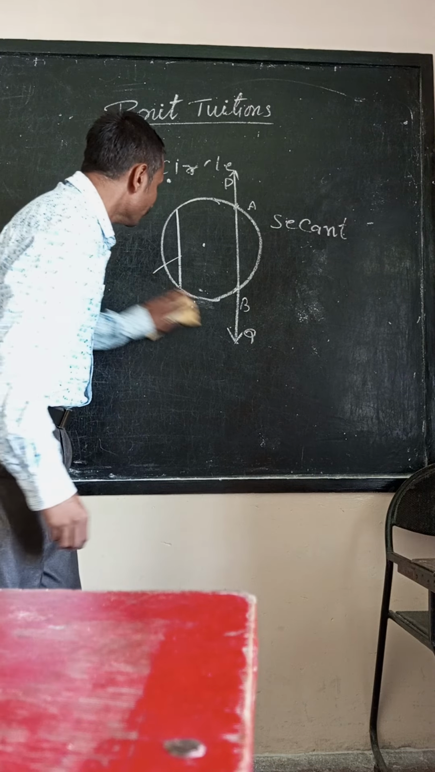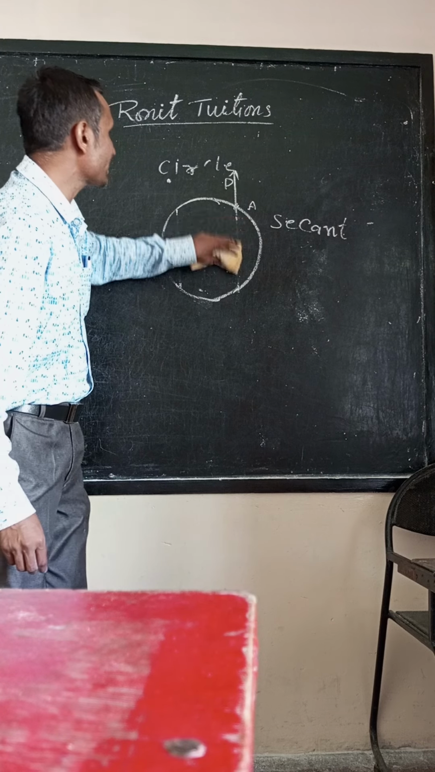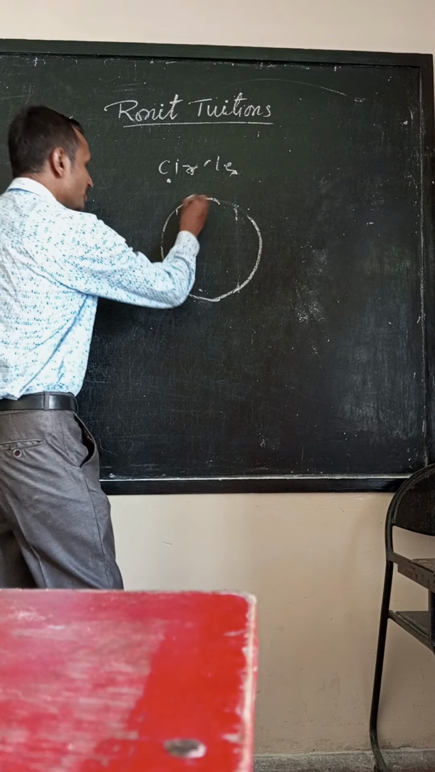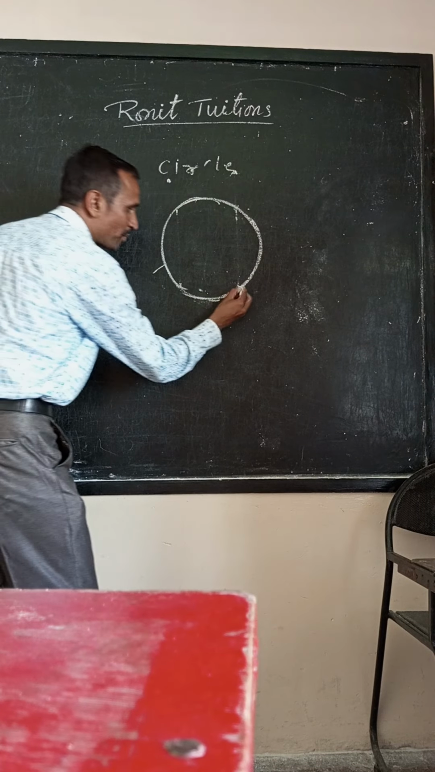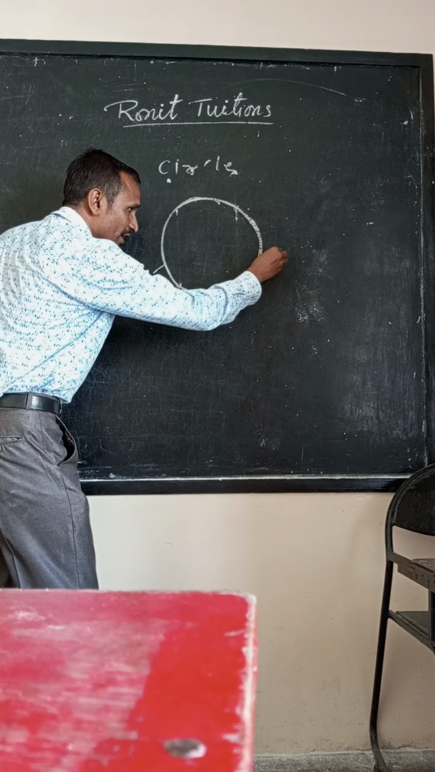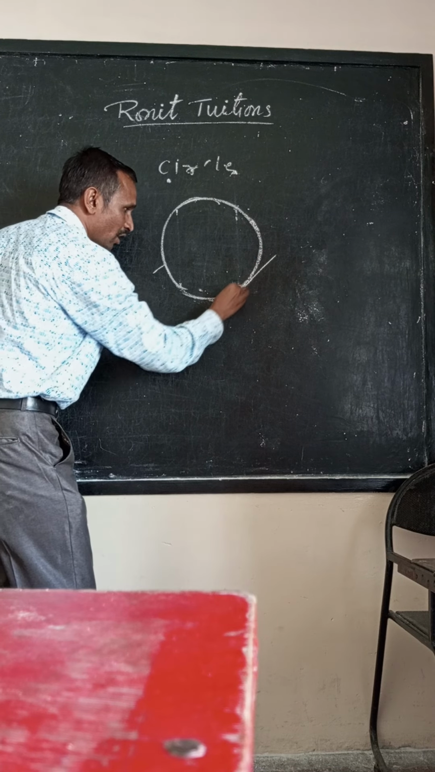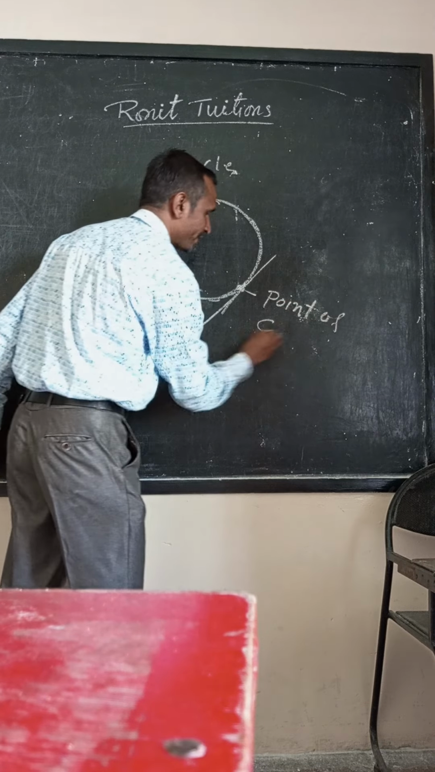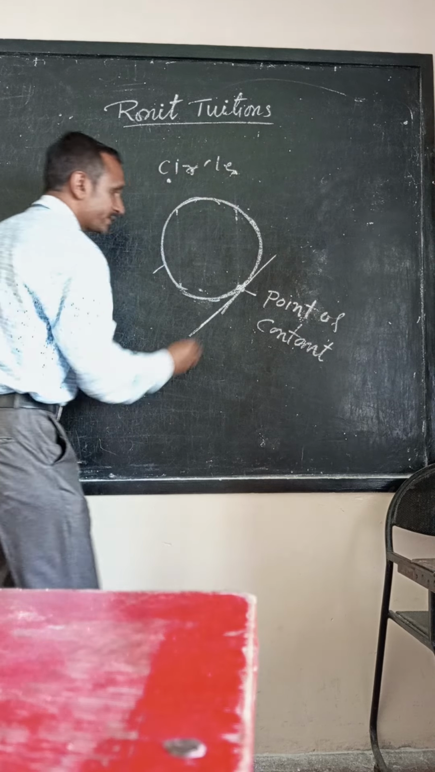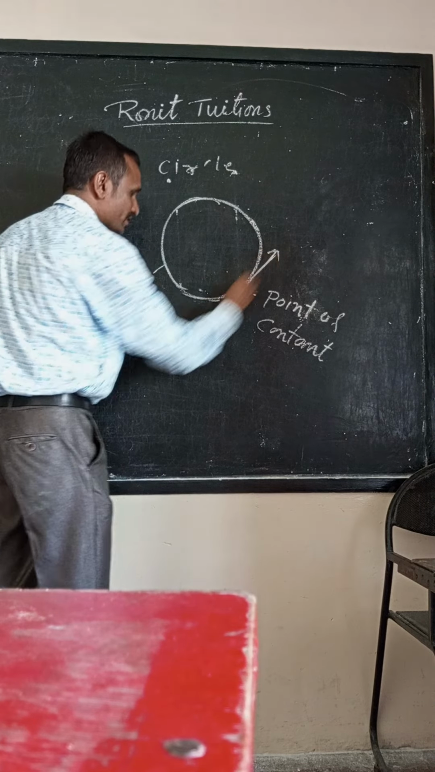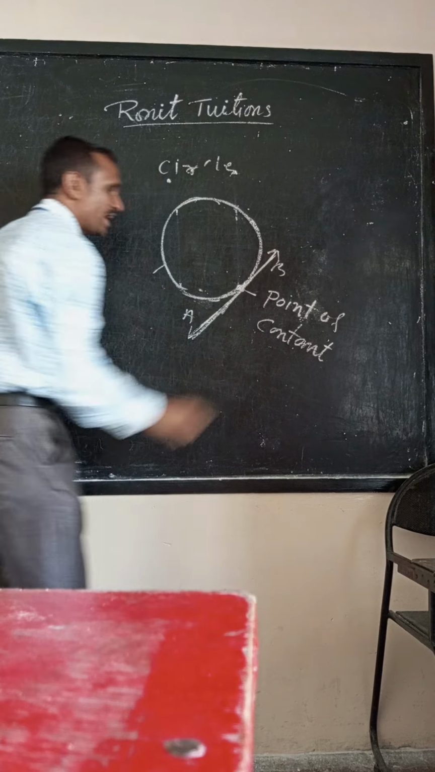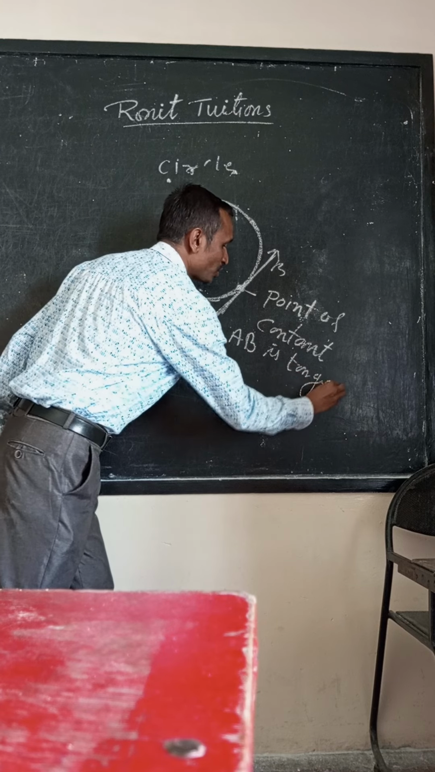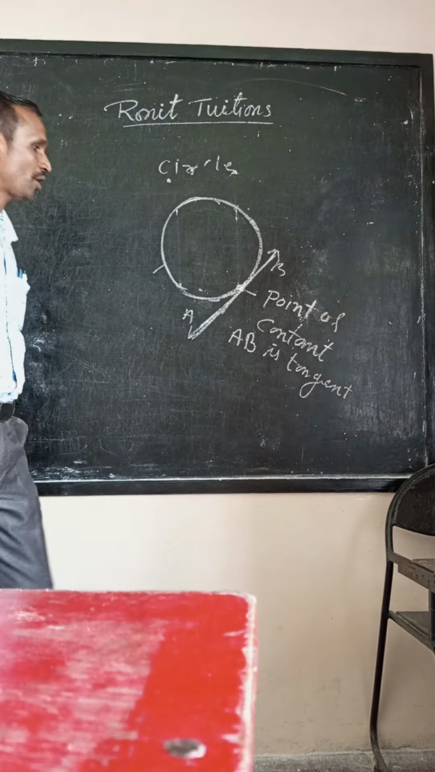Next, when a line touches the circle at only one point of contact, it is called the tangent. It touches only here, only one contact point, which is called the point of contact. Suppose this straight line is A and B, then AB is the tangent, because it touches at only one point of contact.